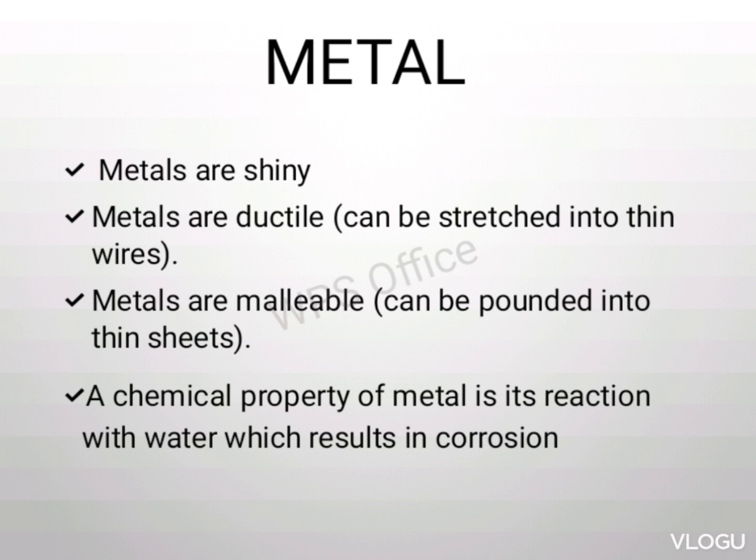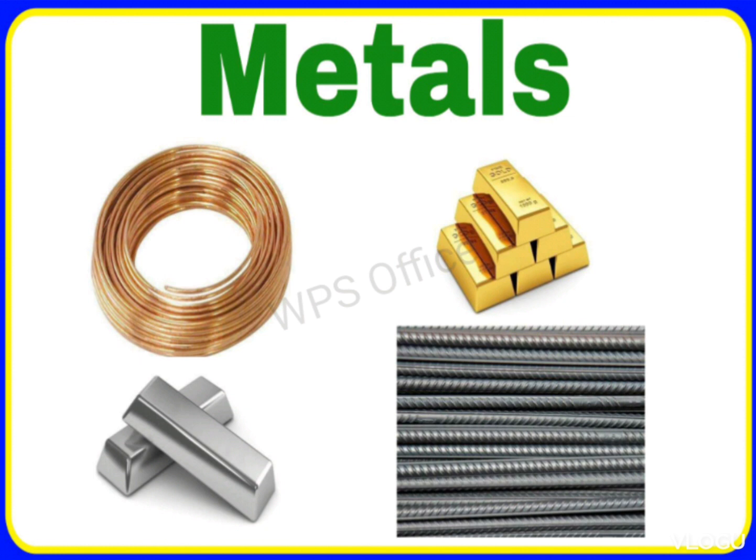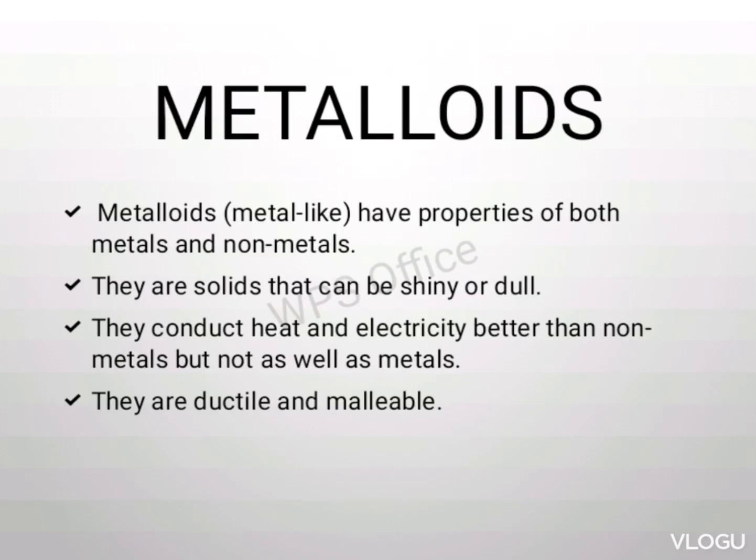Metals are opaque, lustrous elements that are good conductors of heat and electricity. Most metals are malleable and ductile and, in general, denser than other elemental substances. Here are examples of metals: the copper wire, the gold bar, and the silver bar, and materials that can be used in making houses.